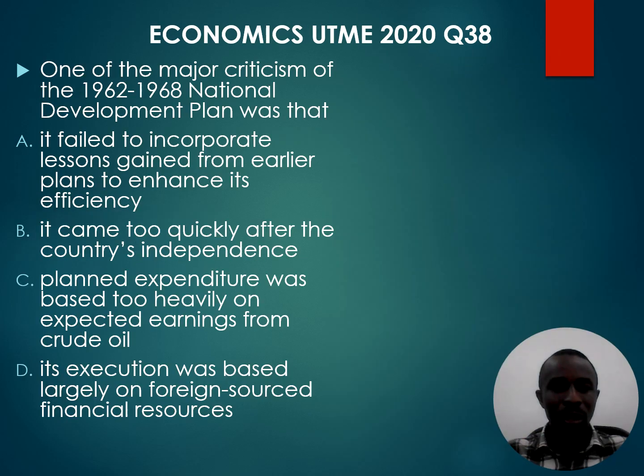Question 38. One of the major criticisms of the 1962 to 1968 National Development Plan was that its execution was based largely on foreign sources of financial resources. To implement the development plan, we had to source financial resources from outside the country, and that's one of the criticisms against the national plan.